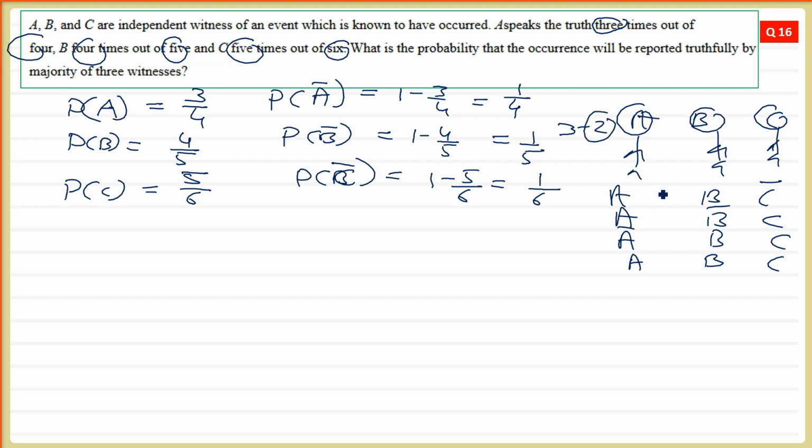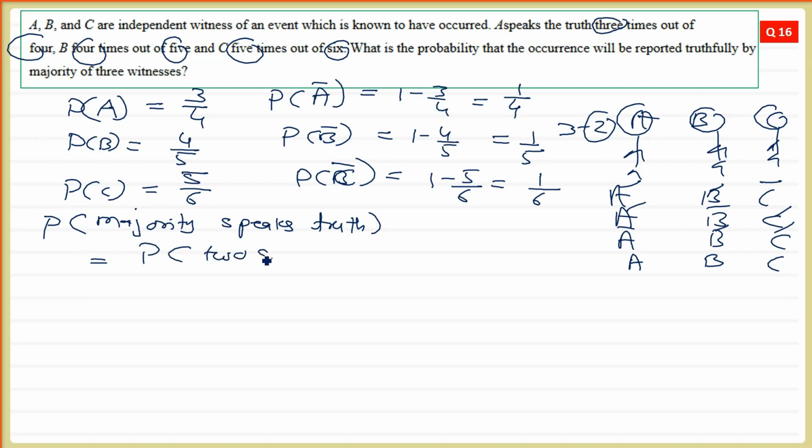Majority is basically 2 out of 3. So even if 2 of them say the truth, this is majority. But if all of them are saying the truth, this is also majority. So we have to write this in the form of probability. The probability of the majority of the 3 witnesses speaking the truth, you can write in full or in short also. This will be the probability of 2 speaking the truth at a time and 1 denying, or all of them speaking the truth.